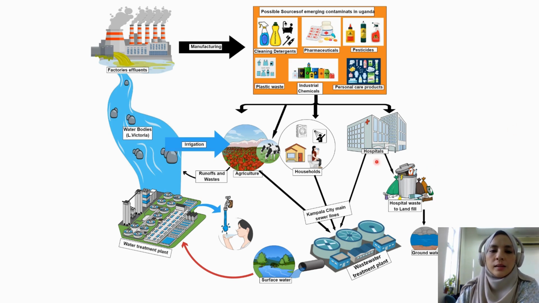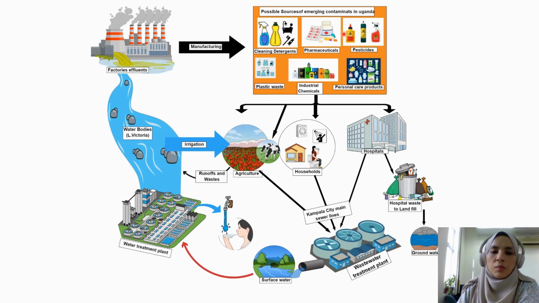In the top right, the diagram lists potential sources of emerging contaminants, including cleaning detergents, pharmaceutical, pesticides, plastic waste, industrial chemicals, and personal care products. These contaminants originate from various activities such as manufacturing, agriculture, and household use.